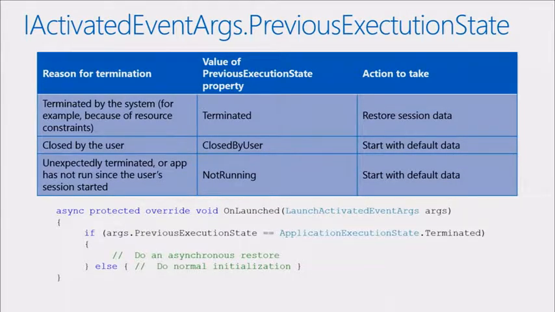Execution state is a property that you have access to when your application launches. Basically, in onLaunched or in other activated events, you can ask the arguments for the previous execution state. In the case of terminated, we want to do some asynchronous restore of the user's data. When we're closed by user, we want to start new, go to the fresh screen of the application. And when we're not running, we also want to do the same thing again. This would be the first launch.